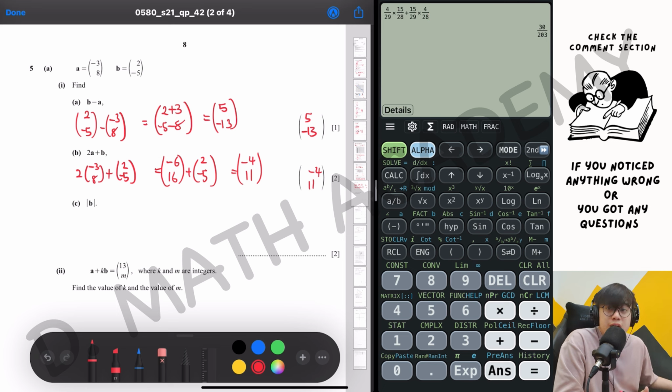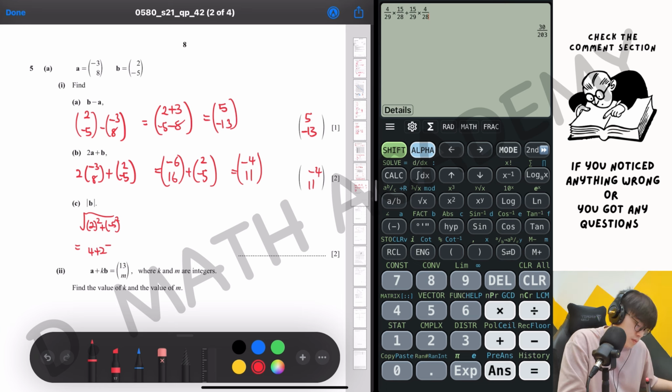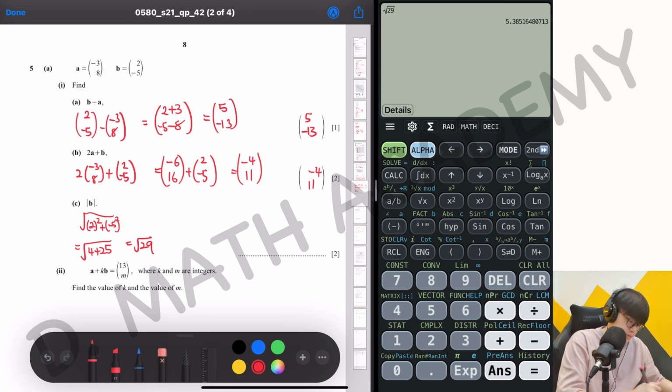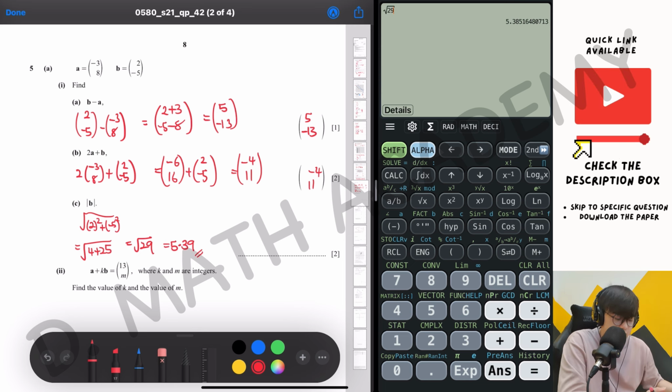Okay, as for part B, they are looking for your Pythagoras theorem. So just get your 2 squared plus -5 squared. So your final answer of this should be square root 29, or approximately 5.39, after rounding to 3 significant figures.